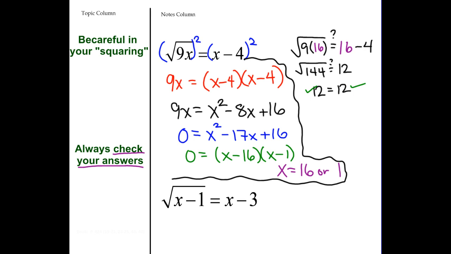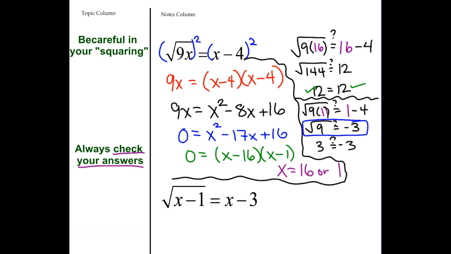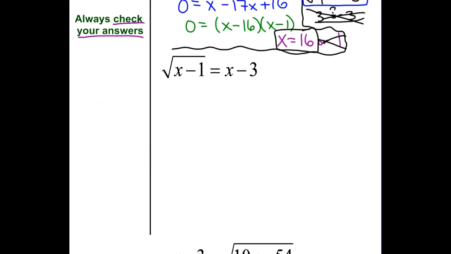Let's try 1 now. I could stop right here when I check this solution, because I have the square root of 9 equals negative 3. Remember, square roots cannot equal negative numbers. Well, you could keep going if you want to. Sorry, I should put my question marks on there. The square root of 9 is 3. Does that equal negative 3? No, that is not true. So that does not work. That means even though we found two answers, we really only have one answer, and our solution is x equals 16. This is why we check our solutions. Make sure you check your answers.